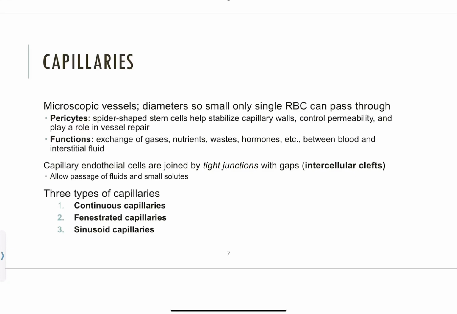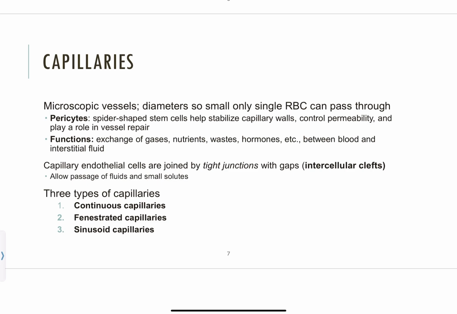In section 3, we're going to talk about capillaries. These are our smallest and most delicate blood vessels in our circulatory system, but they perform some of its most vital functions. These vessels are really, really narrow. Only a single erythrocyte can pass through at a time.